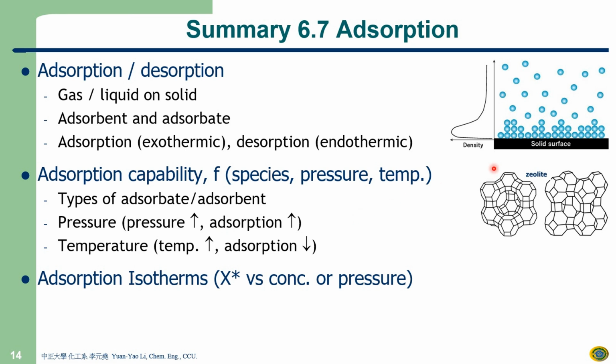Another type of adsorbent is zeolite, especially for gas. For example, if you want to separate nitrogen and oxygen, zeolite will be one of the very good candidates for the separation of the gas, for the separation of nitrogen and oxygen.